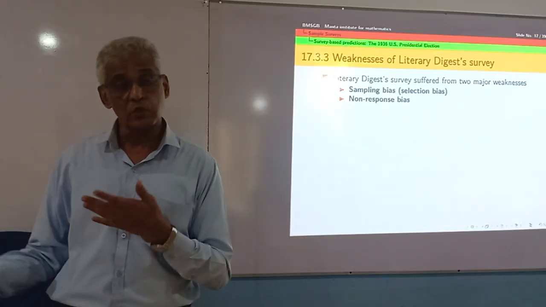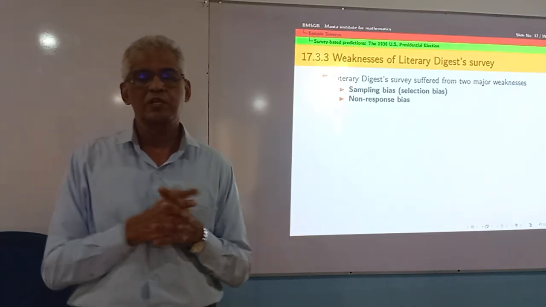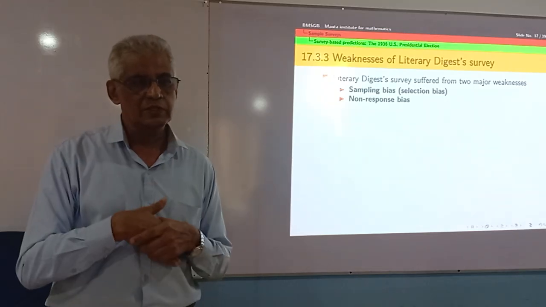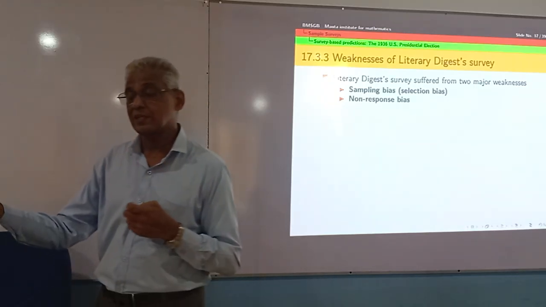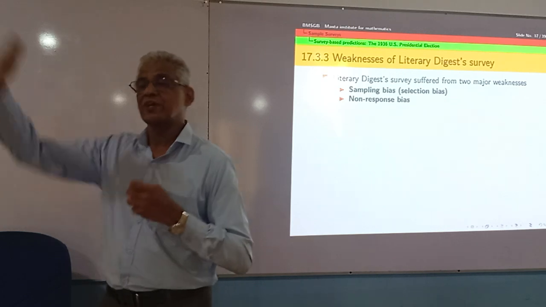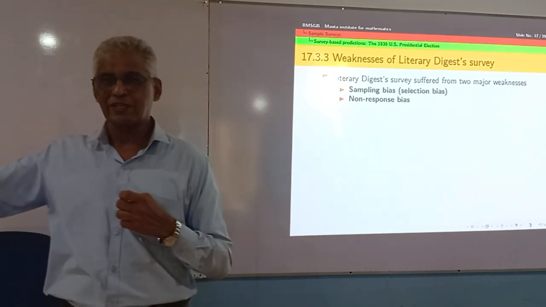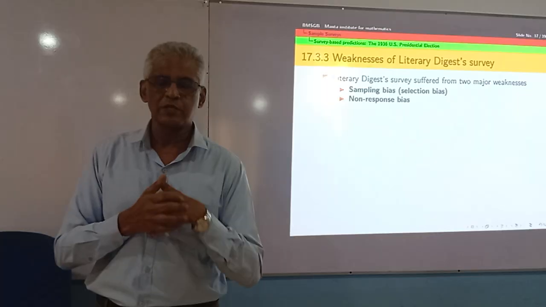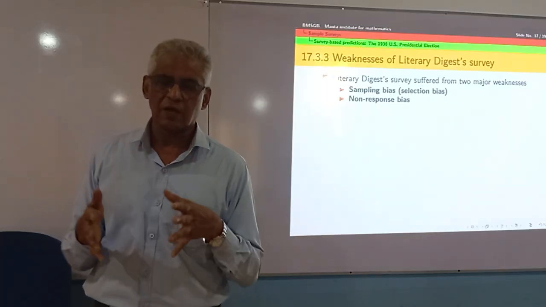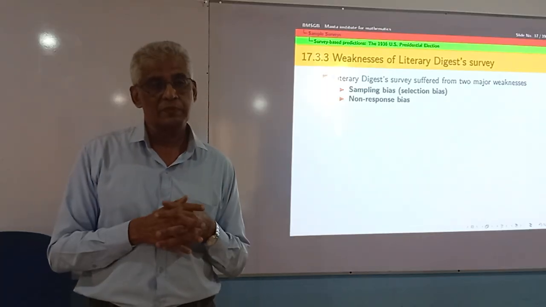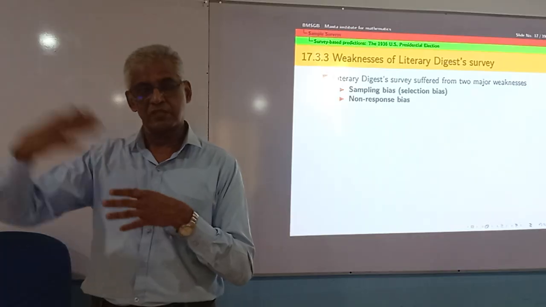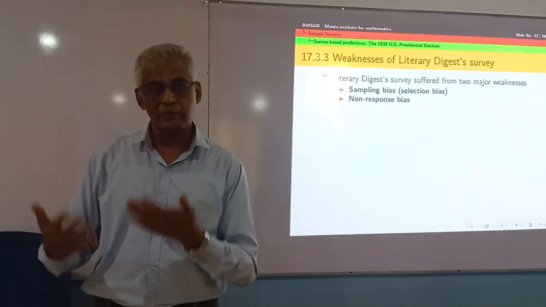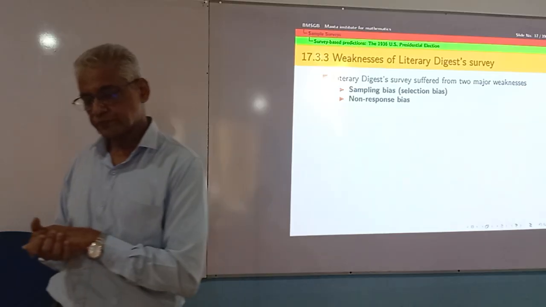And similarly, automobile lists. Only rich people had automobiles. So again, poor people were ignored. But on the other hand, poor people were more in favor of Roosevelt because they were getting the social benefits and so on. So that was one major problem. The sample was not a representative sample; it was a biased sample, biased against the poor people. So that is called the sampling bias.